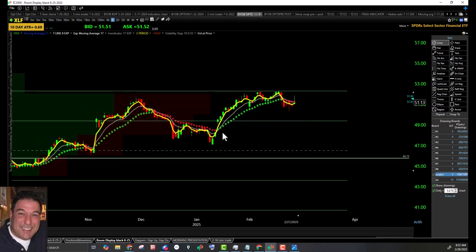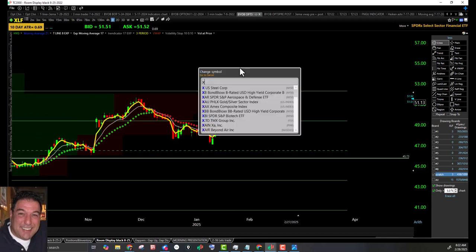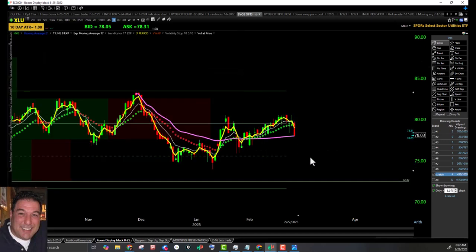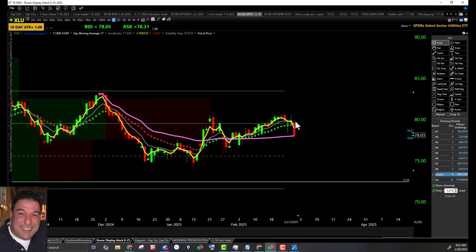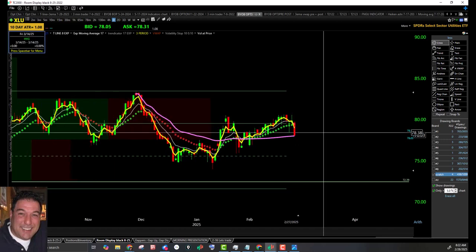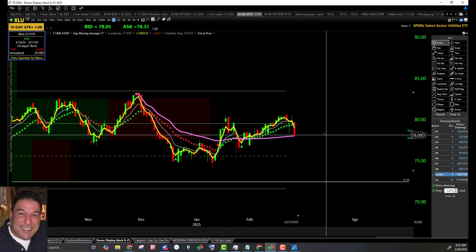XLF still bullish. Again, holding that higher ground up here. All right, that's still bullish. All right, let's take a look at XLU. XLU yesterday: lower high, lower low, closing, I'm going to call it inside the upper third. So that's still bullish up there.